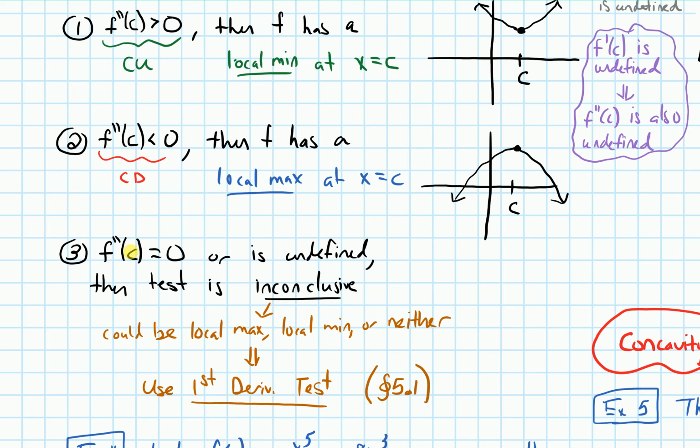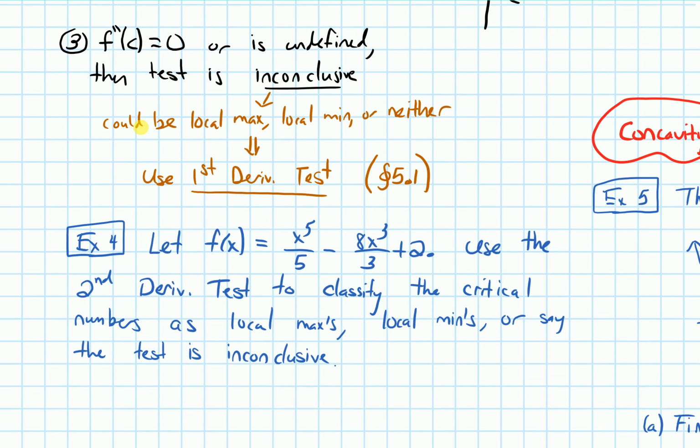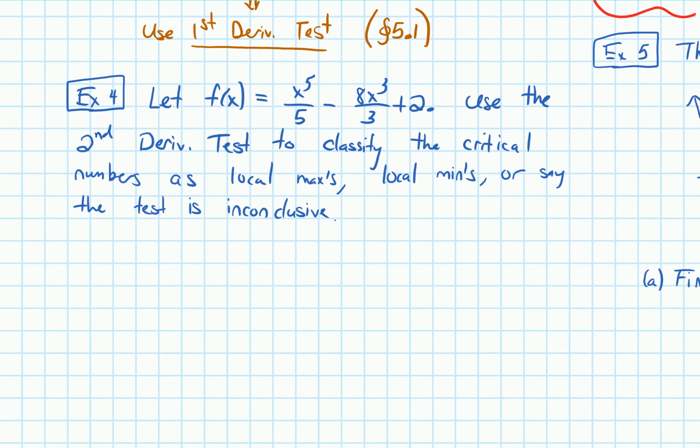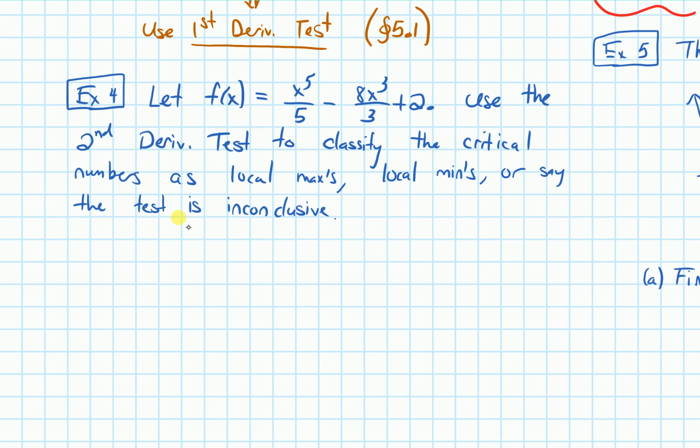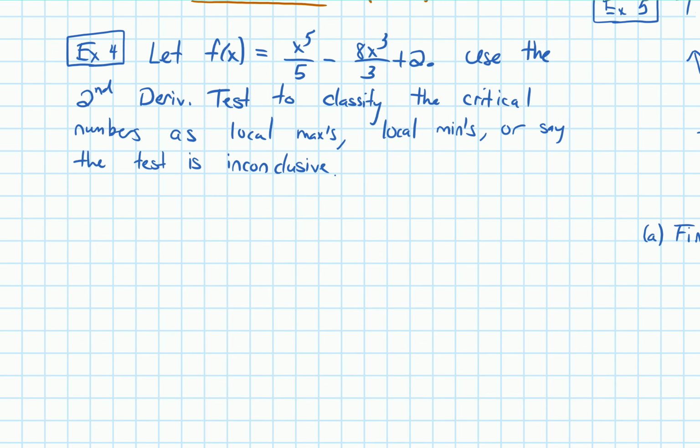All right, so let's do an example. So in this example, we have this function. So you might remember this is the same function that we looked at in the last video, this 5th degree polynomial. And I want to use this second derivative test to classify the critical numbers as local maxes, local mins, or say the test is inconclusive. Okay, so we are going to need to find the critical numbers. So let's take the first derivative.